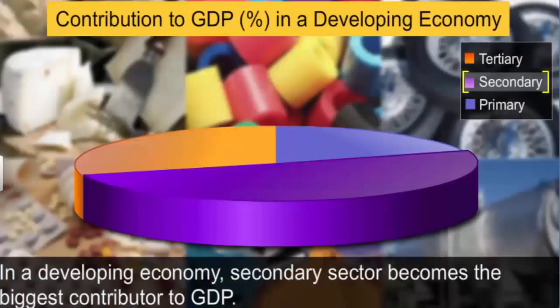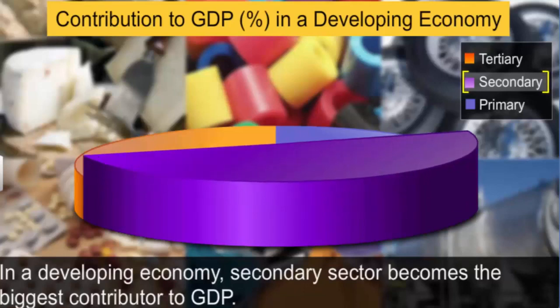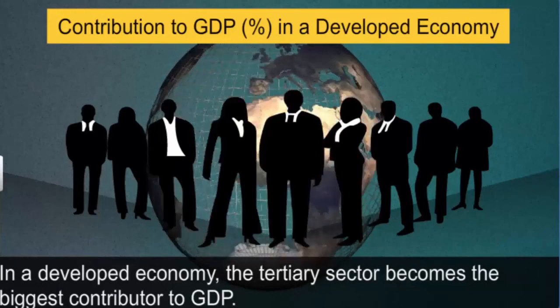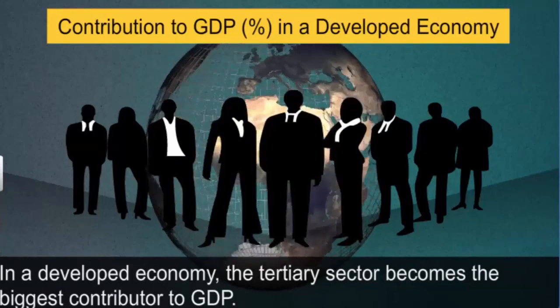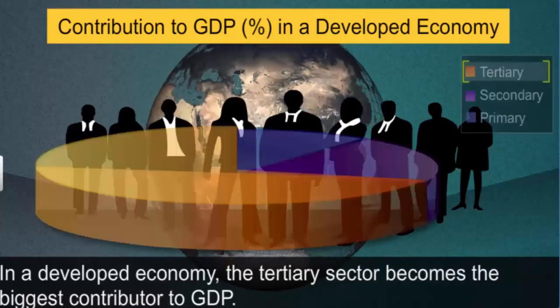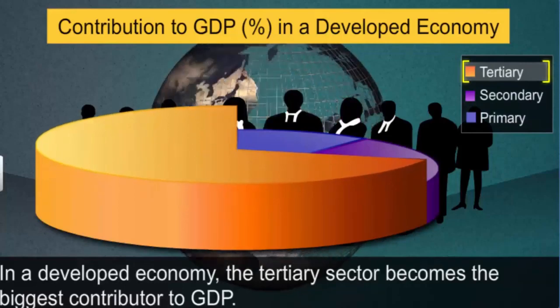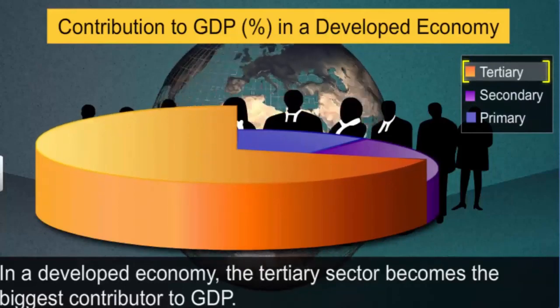In a developing economy, industrialization creates fresh job opportunities and people start using more and more manufactured goods. This is the phase where the secondary sector becomes the biggest contributor to GDP. In developed countries, people can afford and demand more and more services, leading to a rapid growth in the tertiary sector. Thus, in developed countries, the tertiary sector is the biggest contributor to the GDP.